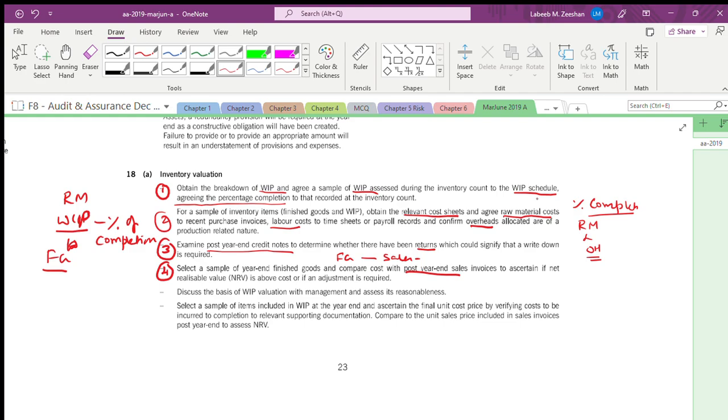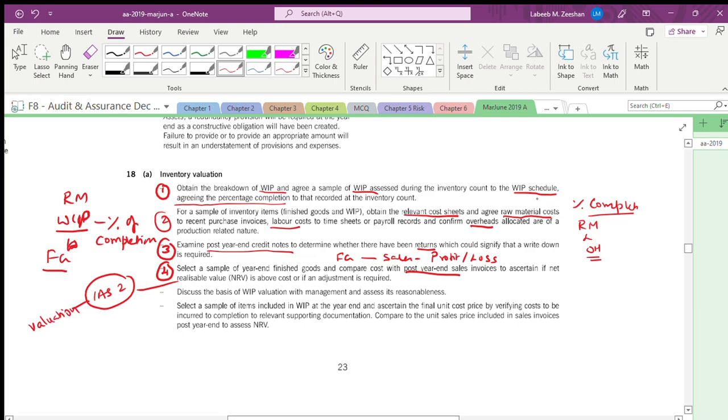NRV, whether the net realizable value is above cost or it is below cost. When you compare this, definitely we will come to know whether it is a profit or a loss. Because why are we saying NRV? We are saying that because we are using it in valuation. We are using IAS 2 and we are using the valuation.